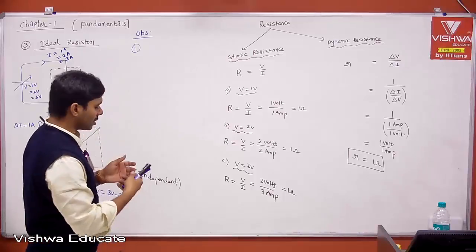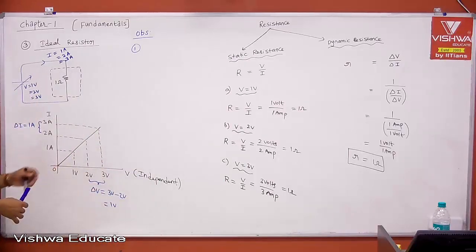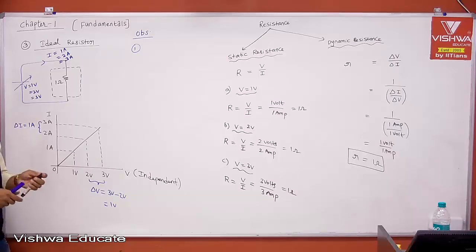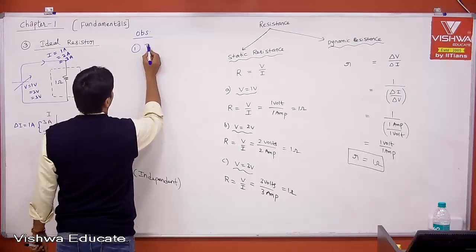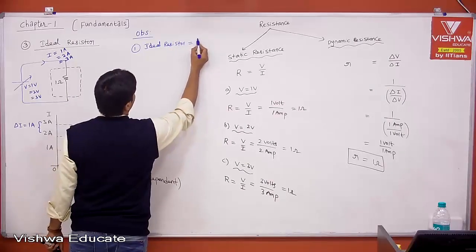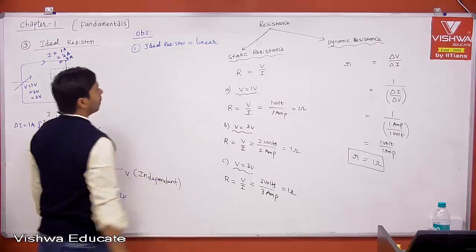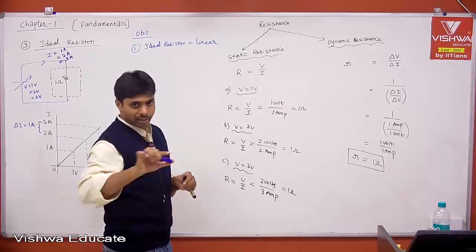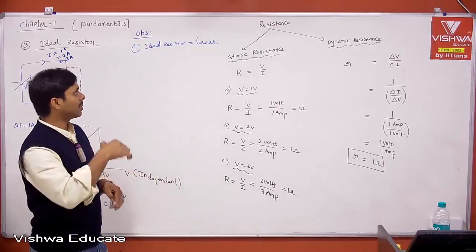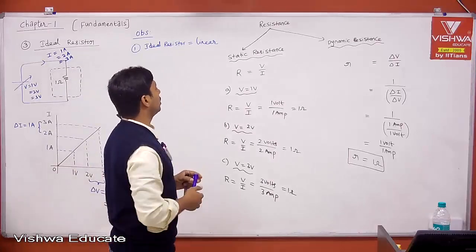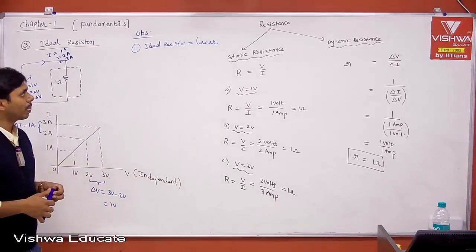Now, coming back to observations, number 1, tell me, is this linear? Yes, the current is increasing linearly or proportionally with respect to the independent parameter voltage. Therefore, write down: ideal resistor is linear. You have to write in sentence format, okay? I am just representing that sentence format as ideal resistor equals linear. Write down: ideal resistor is a linear element.